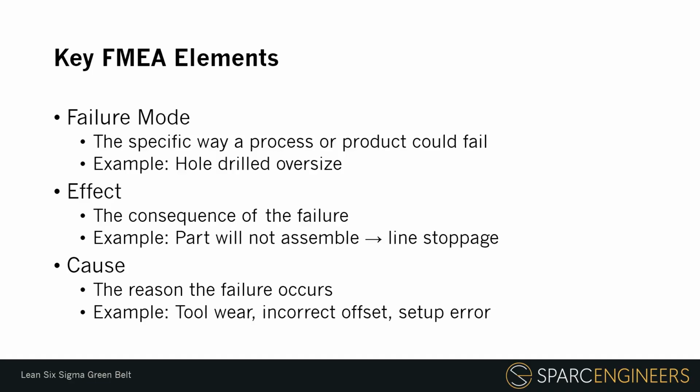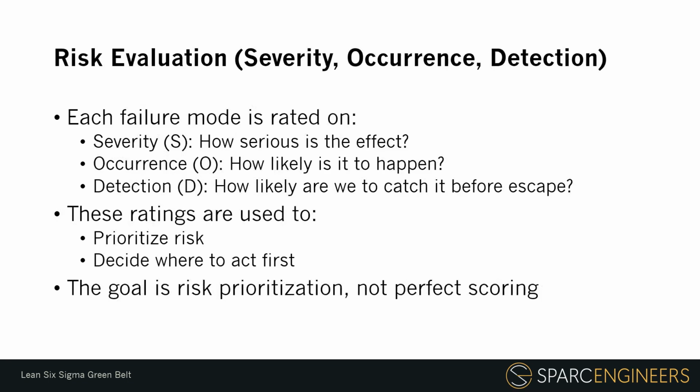Risk evaluation, severity, occurrence, detection. Each failure mode is rated on severity, occurrence, and detection. Severity asks how serious the effect is. Occurrence asks how likely the failure is to happen. Detection asks how likely we are to catch the failure before escape. These ratings are used to prioritize risk and decide where to act first.